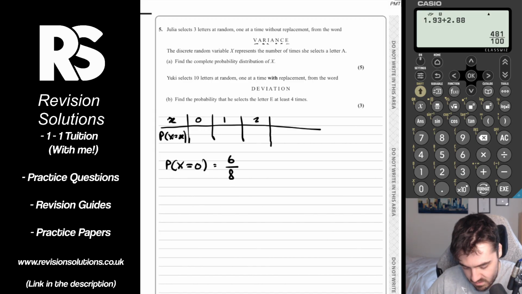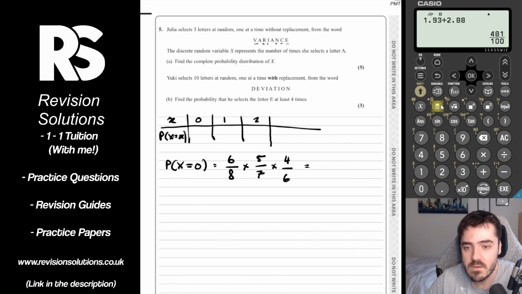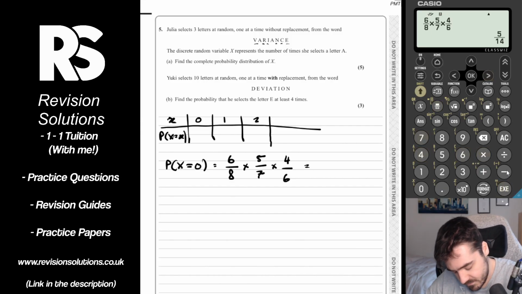And then she has to not pick an A 2 more times. So on the second pick, it's going to be 5 out of 7 as a probability to not pick the A. And on the last pick, it's going to be 4 out of 6. So we can run that through the calculator. 6 over 8 times 5 over 7 times 4 over 6, which is 5 on 14.